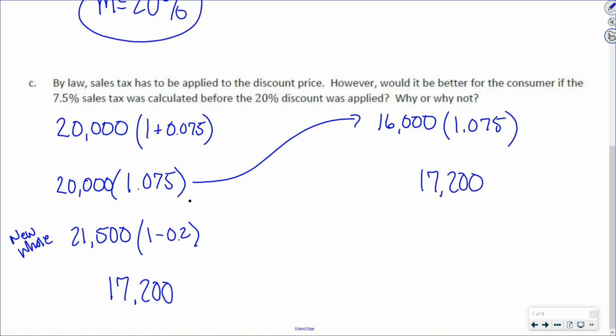Did it matter which way we went? No, they gave us the same price. So it doesn't matter. In this situation, it doesn't matter if the sales tax was calculated first or the discount was applied second, because we are still looking at the exact same set of numbers. We're looking at the same markup, and we're looking at the same discount. So the numbers wouldn't change. Since all the numbers are being used, all the numbers are identical, everything's being done the same way, we get the exact same price. So it does not matter.